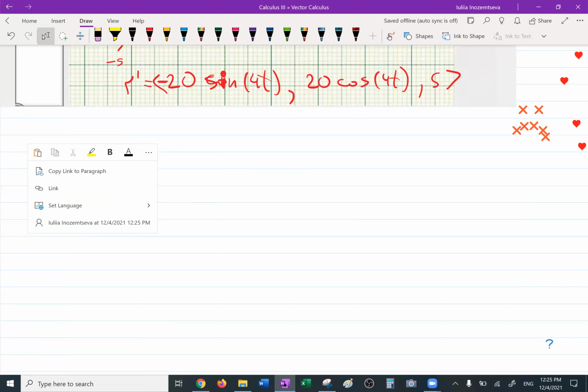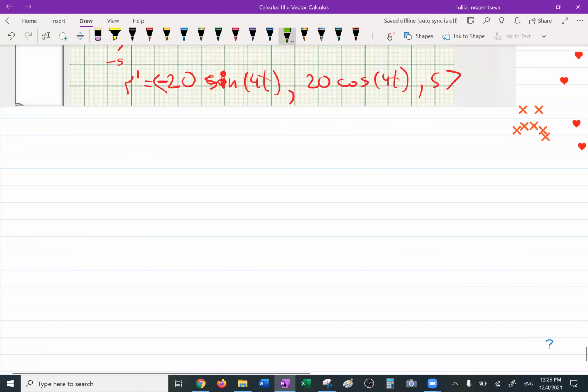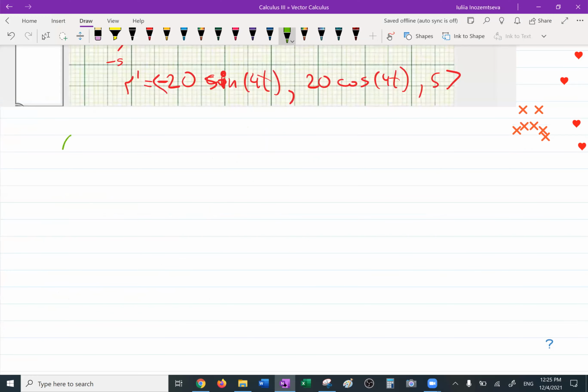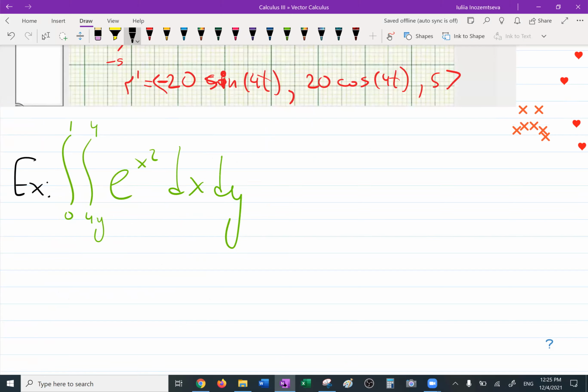Come on. Go. Of course, I'm not even surprised. Integral from 0 to 1, integral from 4y to 4 of e to the x squared, dx dy. This is reversing the order.